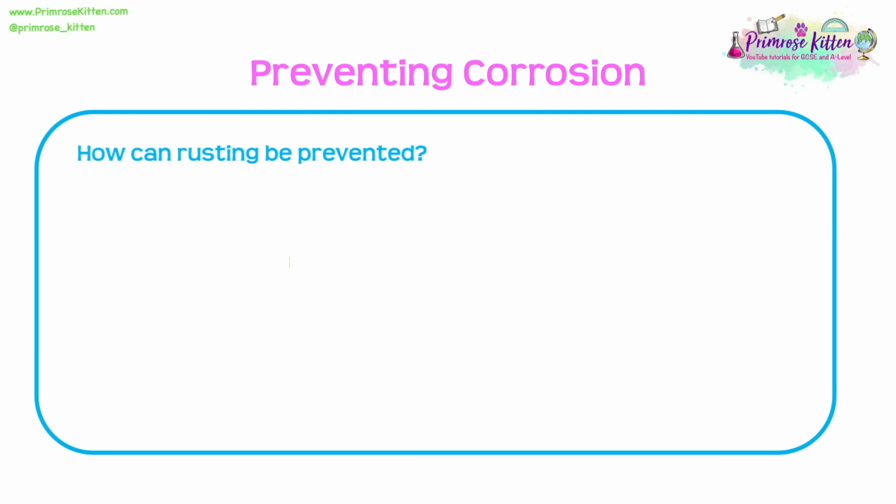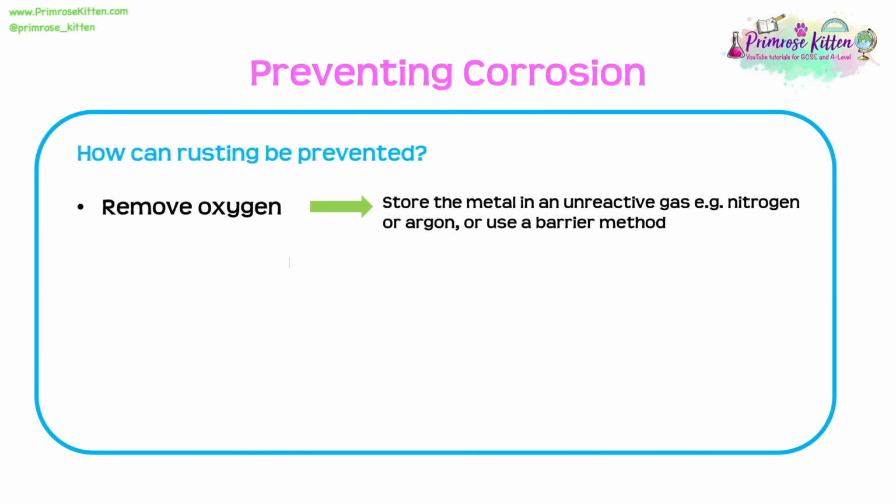So if we think about what we need for rust to take place, we need oxygen. Well, a great way to stop rusting happen then is to remove the oxygen. We could do this by using a barrier method such as painting, or we could store the metal in an unreactive gas such as nitrogen.